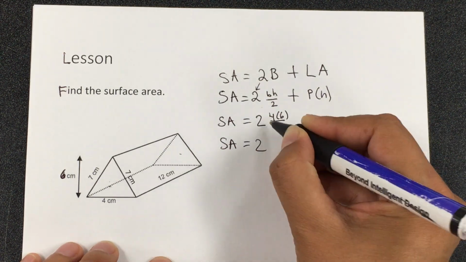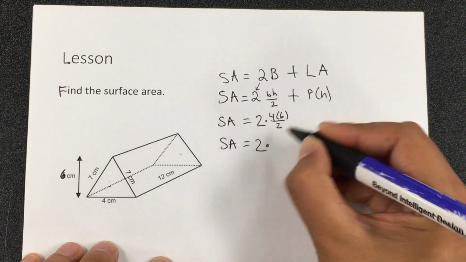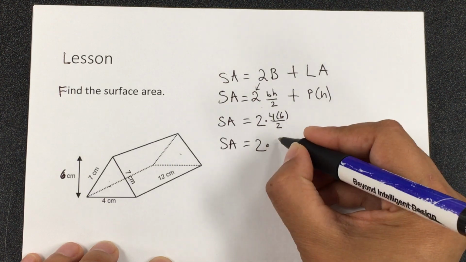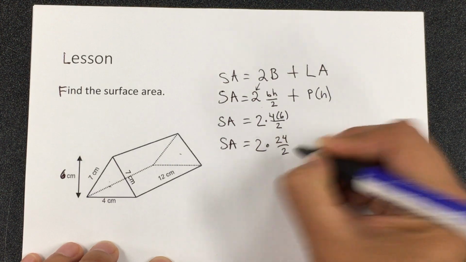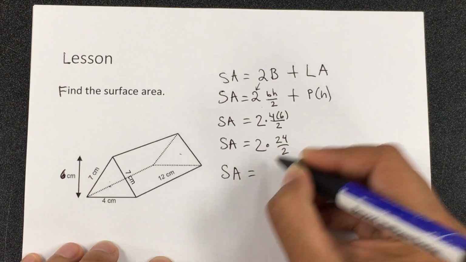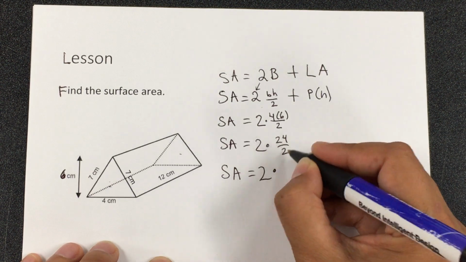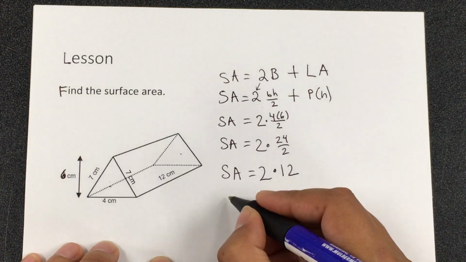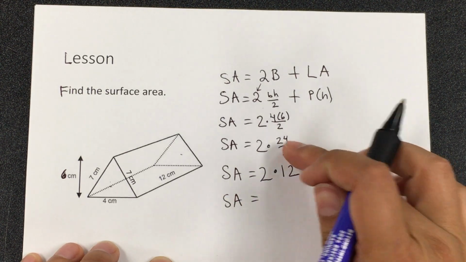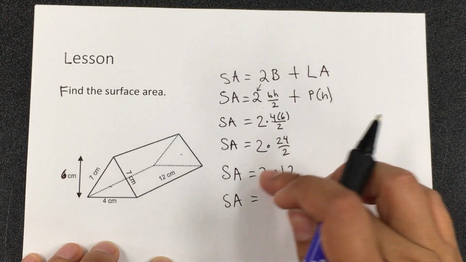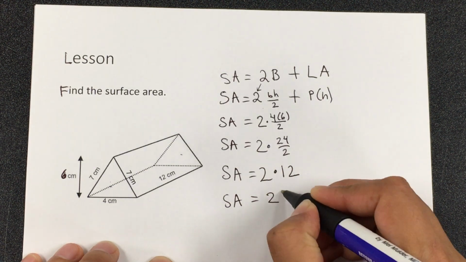Okay, so 2 times 4 times 6 is 24 divided by 2. And so that's 24 divided by 2 is 12. But then that's the area of only 1 base, but we have 2 bases, so that's 24.